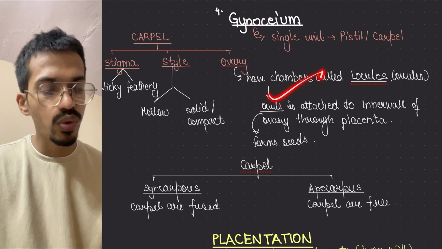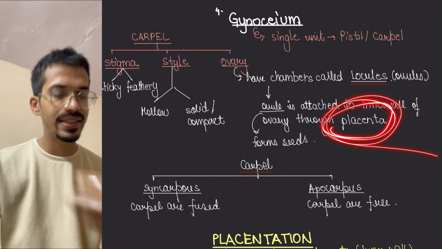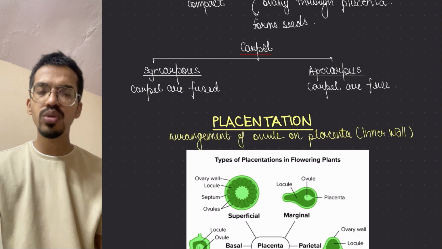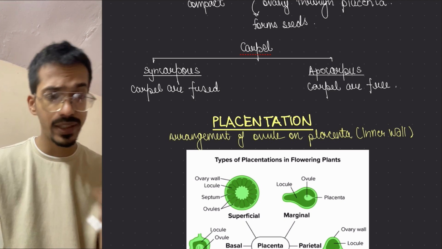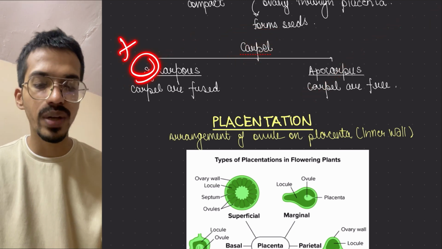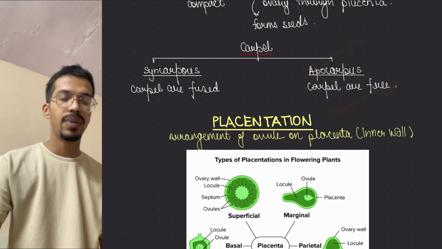Now these ovules are attached to the inner wall with the help of what? Placenta. Okay, placenta is the joining part over here. Now, ovules are going to form what? Seeds. The ovary is going to form what? Fruits. We know this from the 10th class. Now, the carpels could be syncarpous or apocarpous. Syn means together, meaning carpels are fused together. Apocarpous means carpels are free.